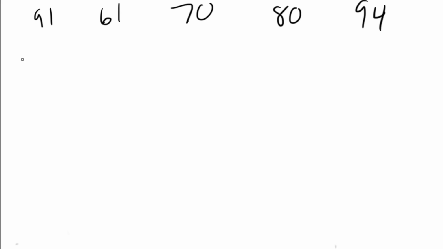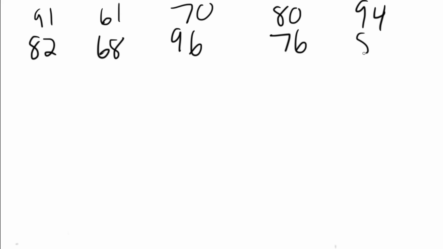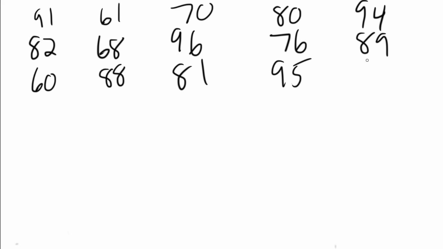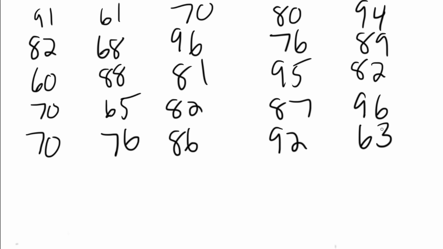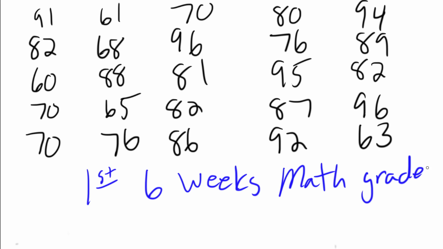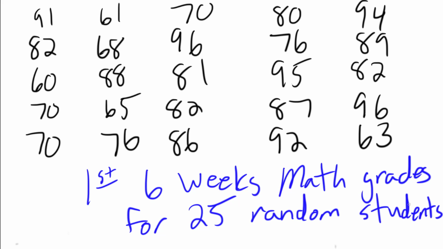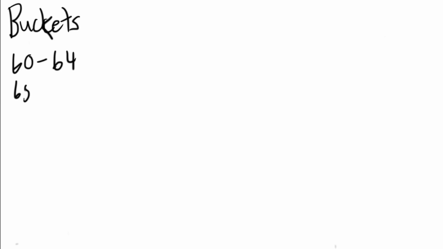Let's get some random data points. Go ahead and write down all of these right here. I'm going to plot 25 individual grades, and what these grades represent are first 6 weeks math grades of 25 random students. These were actually actual data from a previous class in statistics. They collected themselves, but go ahead and pause to write these down. Got them? Good.